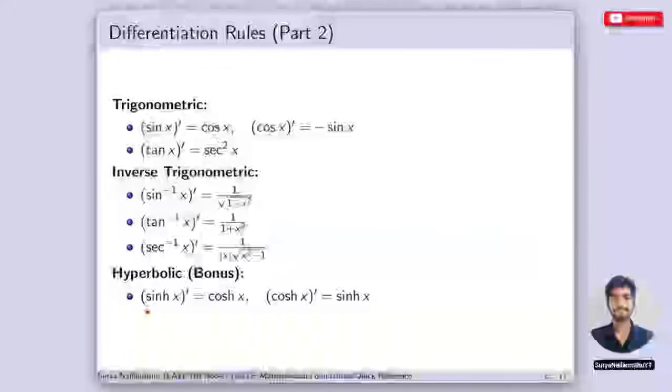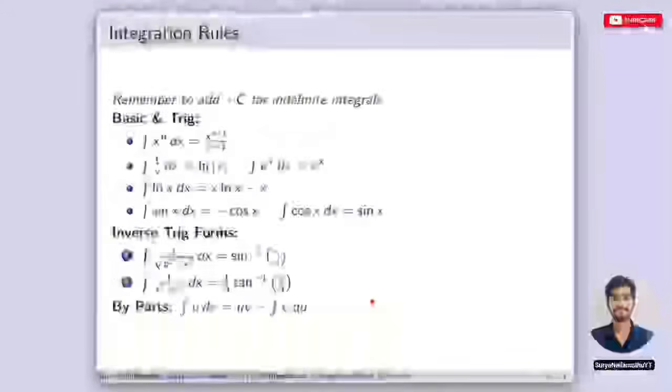Next, for hyperbolic, d by dx of sinh x is equal to cosh x. d by dx of cosh x is equal to sinh x. It means there is a reverse, but there is no sign changing. So for hyperbolic, there is a chance to help.